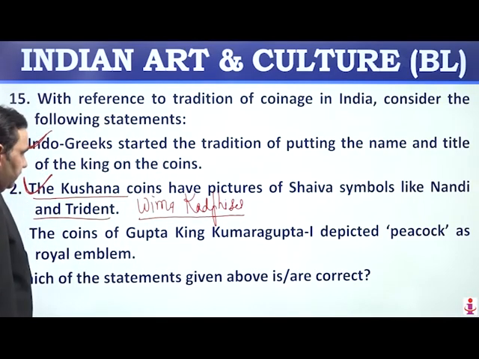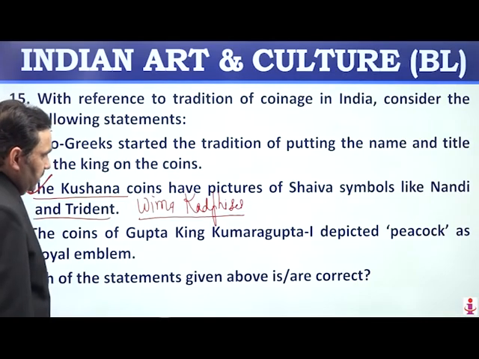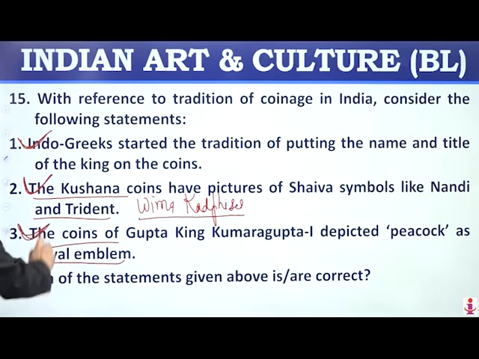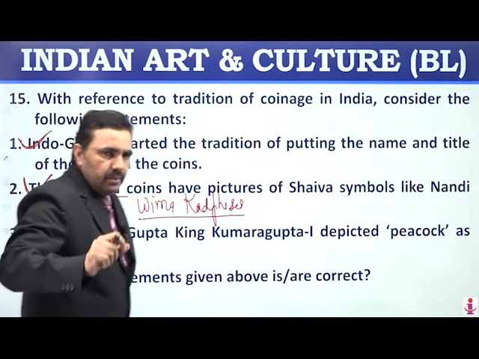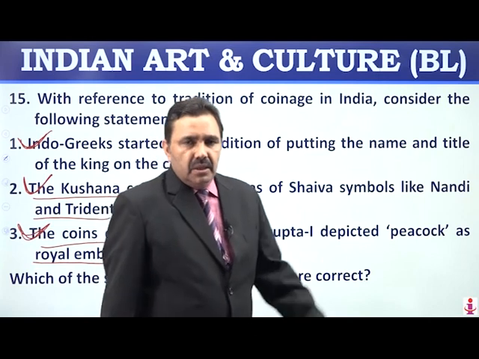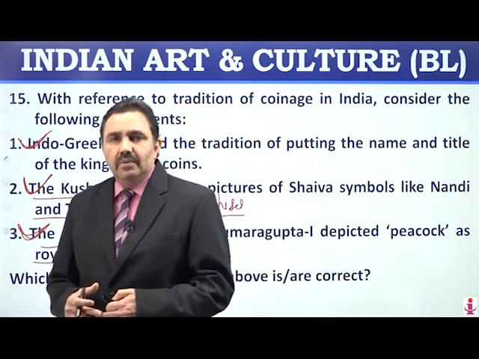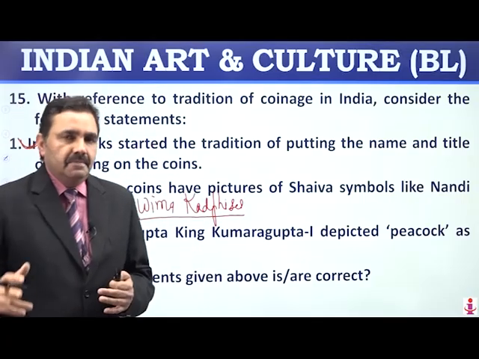Number 3, the coins of Gupta king Kumaragupta I depicted peacock as royal emblem. Correct. The normal Gupta royal emblem was Garuda. The Garuda emblem indicated that the Gupta rulers were worshippers of Vaishnavism or Vishnu.